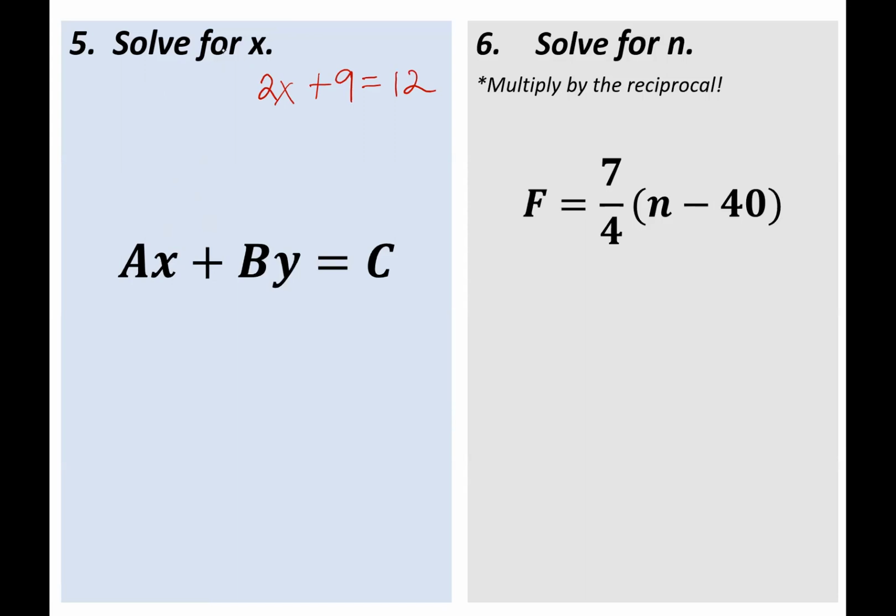What would you do here to solve for x? If you had 2x plus 9 equals 12. Well, wouldn't you subtract 9 on both sides first? 2x equals, and then 12 minus 9 is 3. Okay, if you have 2x equals 3 and you're solving for x, the last step would be to divide by 2. And then you'd end up with x equals 3 over 2.